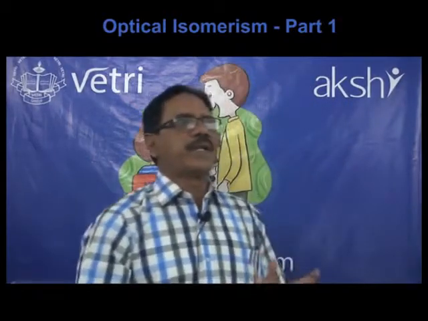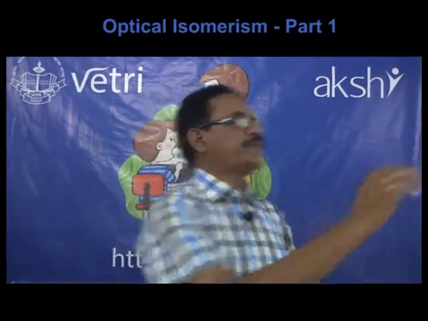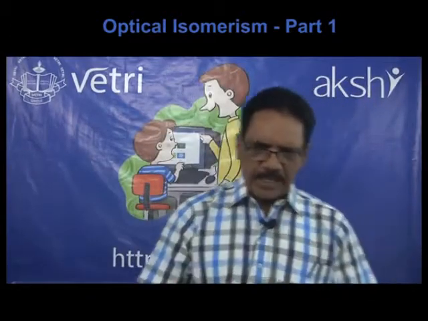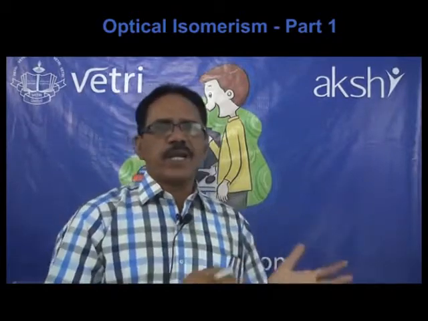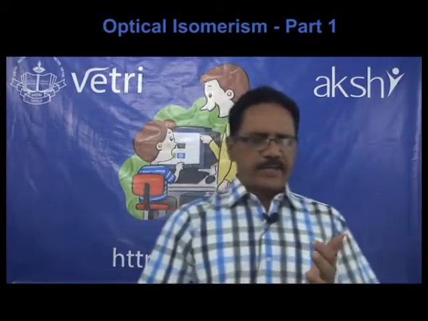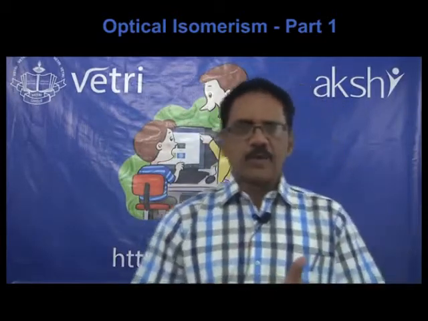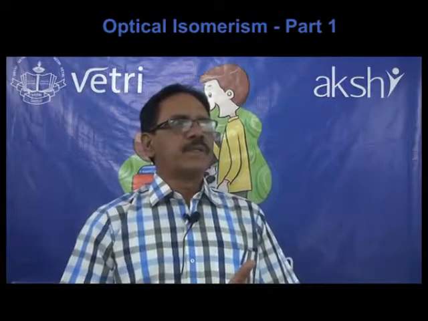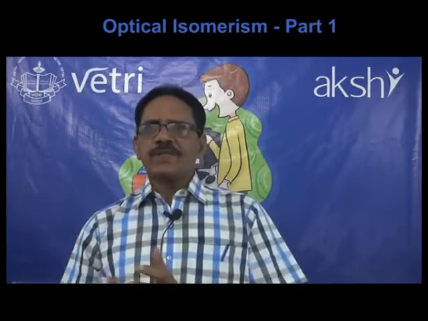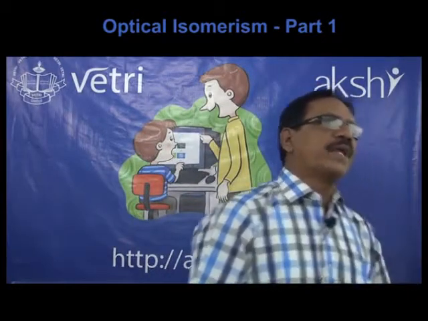Optical, that is, coming to optical isomerism. I have already discussed that isomerism can be broadly classified into two types: one is structural, another is stereo. Structural we can further classify into four types: chain isomerism, positional isomerism, functional group isomerism, and metamerism. That I have discussed in the previous lecture. Now, what is the next one? Another type is stereoisomerism. Stereoisomerism we can further classify into optical and geometrical.